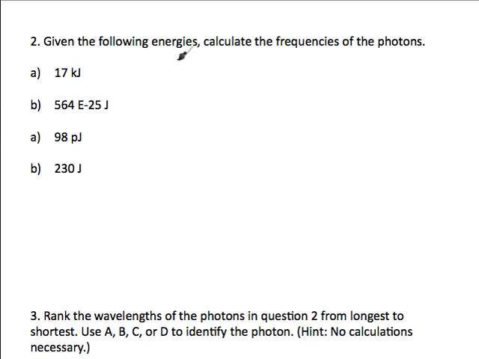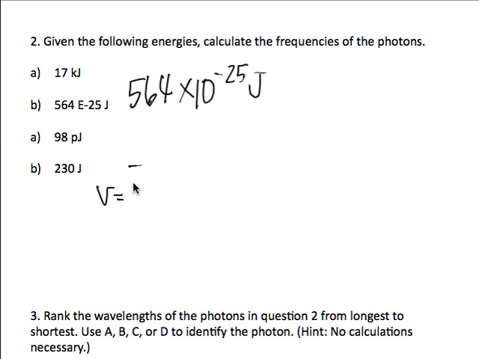So let's do the next problem. The next problem is 564 E minus 25, which is the same thing as 564 times 10 to the minus 25 joules. Now we don't have to convert the units because the units are already correct here. So all we have to do is use our equation, which is the frequency is equal to the energy of the photon divided by Planck's constant.